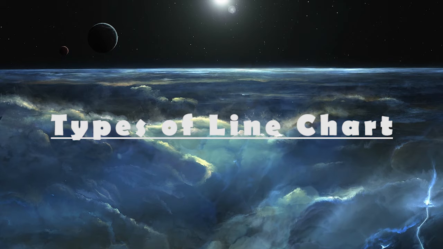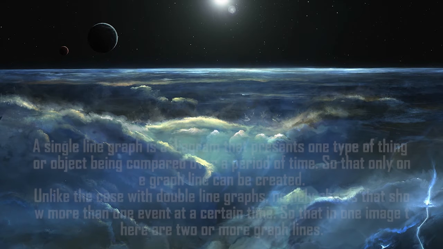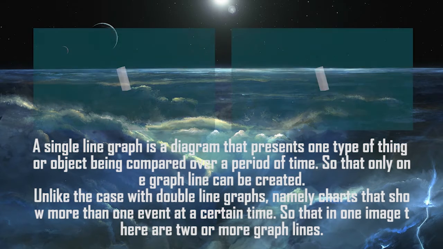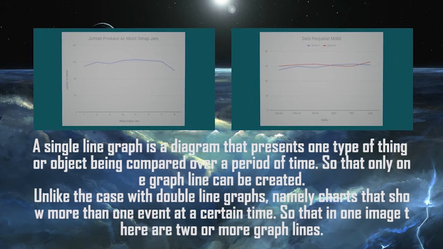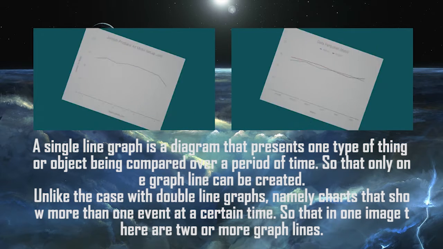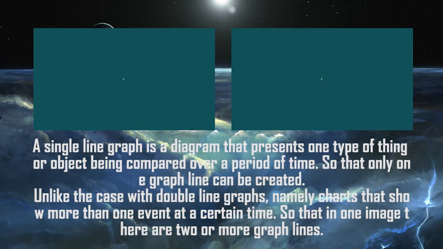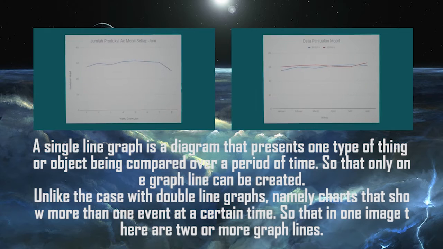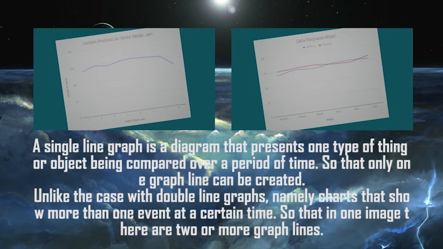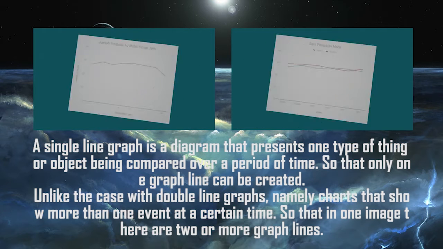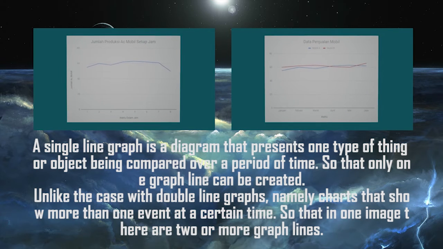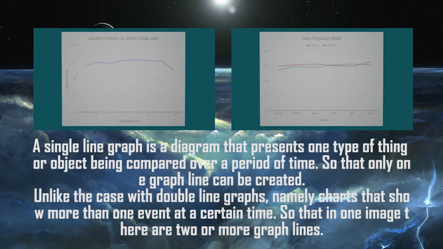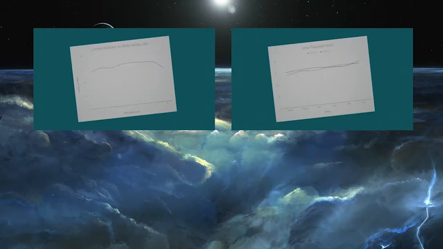Types. The first type is a single line diagram, and the second is a double line chart. A single line graph is a diagram that presents one type of thing or object being compared over a period of time, so that only one graph line can be created. Unlike the double line graph, namely charts that show more than one event at a certain time, so that in one image there are two or more graph lines.